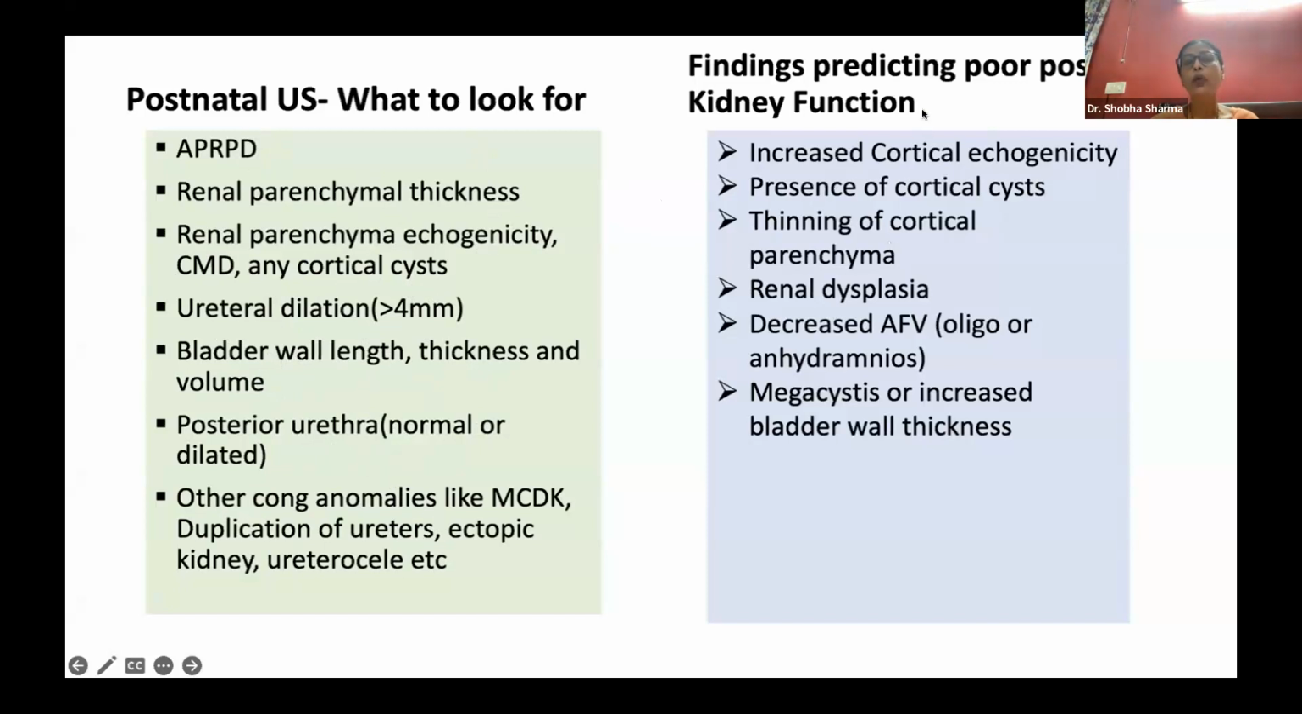Now, what are the poor prognostic markers for significant pathology? In multiple slides, we have already discussed the presence of increased cortical echogenicity, thinning of parenchyma, presence of overt renal dysplasia, presence of oligohydramnios, presence of dilated bladder or increased size of the bladder or increased wall thickness. These are all poor prognostic markers for the postnatal kidney function.